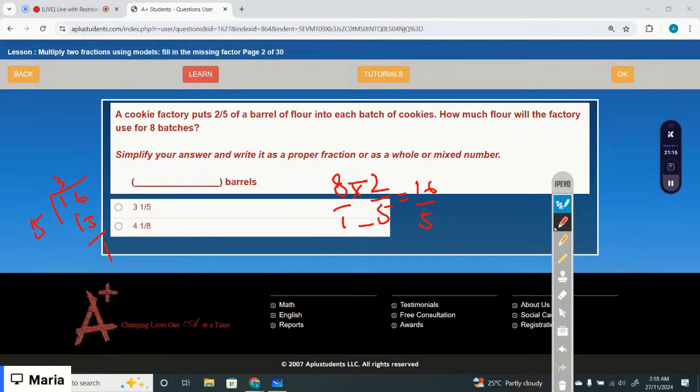Option number one is the correct option, that is 3 whole 1 over 5.